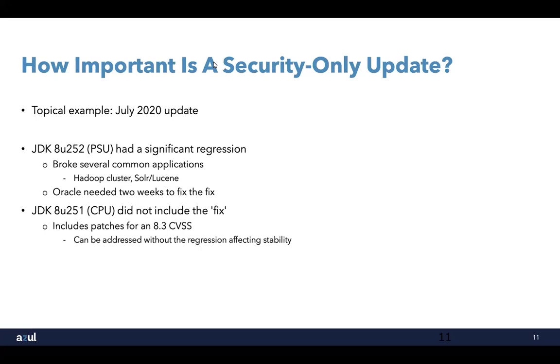Now, in terms of that particular update, the highest scoring vulnerability was 8.3. That's a medium. It's not a critical, but it's quite high. Sorry, it's a high, not a medium. It's a high, not a critical, but it could have been a critical vulnerability. If that was a critical vulnerability and you needed to address it quickly, you wouldn't be in a position running Hadoop Cluster, Solr, or Lucene to be able to use just the full update. You would have had to have the CPU available to resolve that vulnerability. So that's why it's important to have that security-only update.